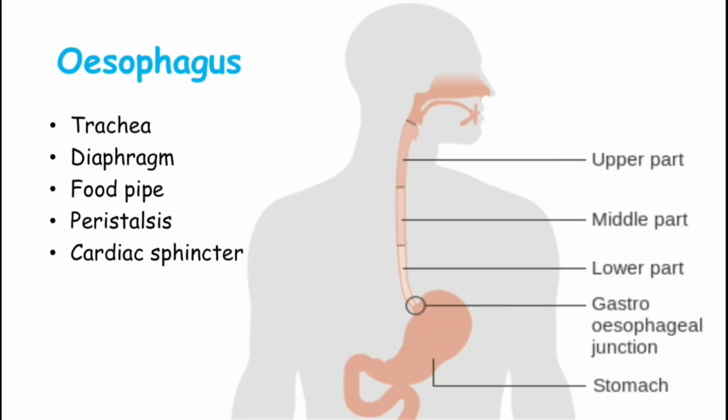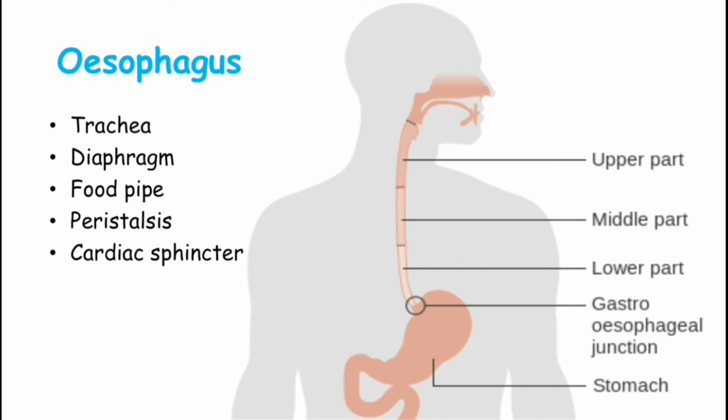Basically, it is a muscular tube about 23 centimeters long, extending from the lower end of the pharynx to the stomach. It lies behind the trachea and joins the stomach, piercing through the diaphragm, and is also known as the food pipe. The esophagus acts as a conduit for food to pass into the stomach by a process called peristalsis, the rhythmic contraction and relaxation of its muscular wall.